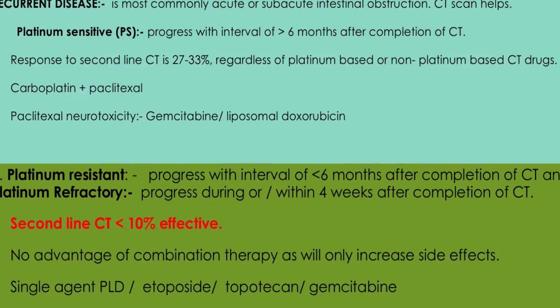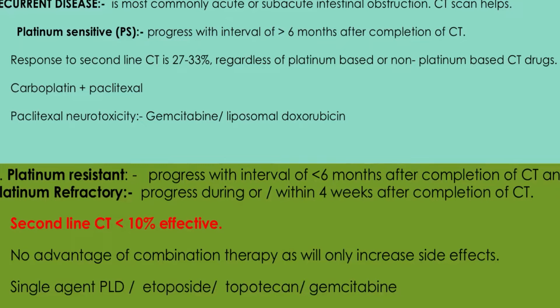Now, we all know that ovarian cancer has a predisposition for recurring, that is recurrent epithelial ovarian cancer. So recurrent disease can be of 2 types. One is platinum sensitive. So now we need to know what is the definition of platinum sensitive. Platinum sensitive recurrent disease is defined as in case the disease returns back after an interval more than 6 months after the completion of chemotherapy.